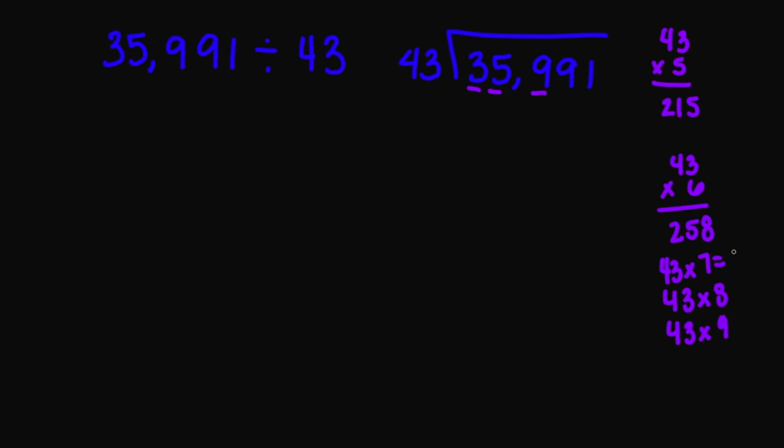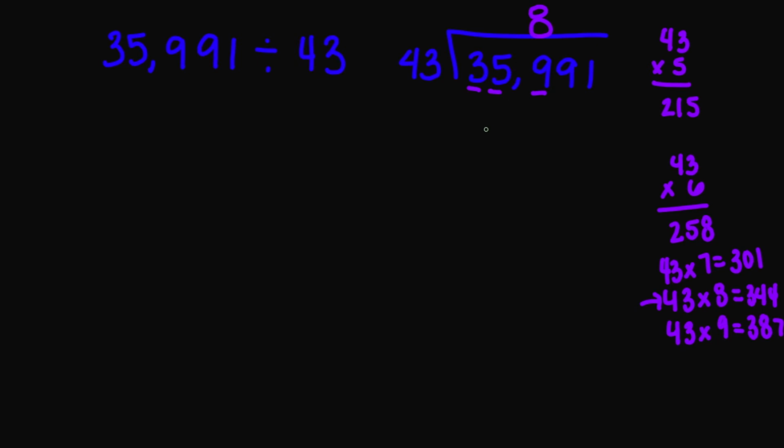43 times 7 is going to be 301. 43 times 8 is going to be 344. And then 43 times 9 is 387. So the closest number that I can use is going to be 43 times 8, and that's 344. So I'm going to write an 8 up here.